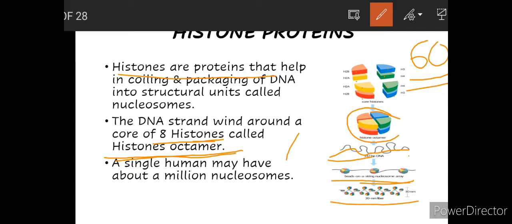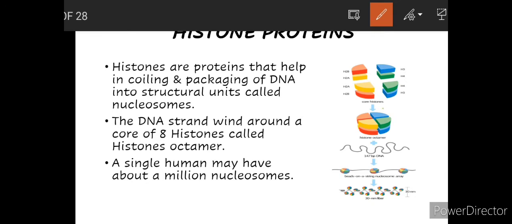Histone helps in packaging of DNA. Together, histone protein and DNA are called nucleosomes. They are present in millions.